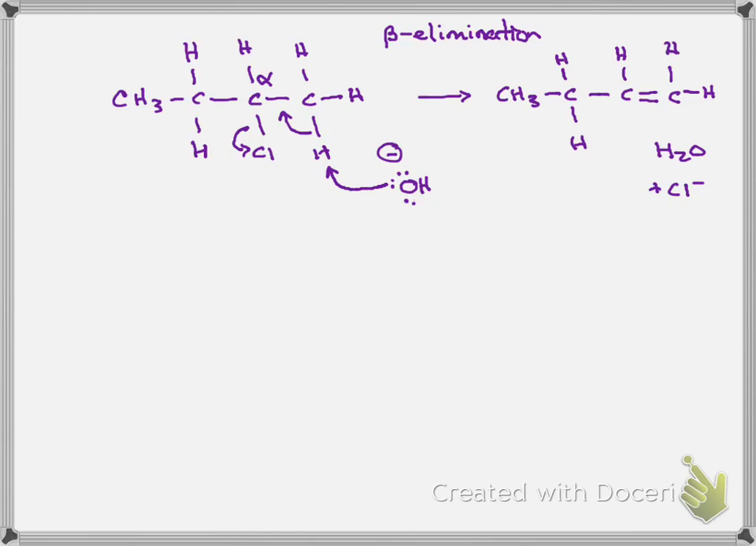So in this case, the alkyl halide. Alpha is the first carbon. Beta is the second carbon. So this is my beta carbon. And when you do a beta elimination, you take the alkyl halide off and the hydrogen off a beta carbon, and you form a double bond.